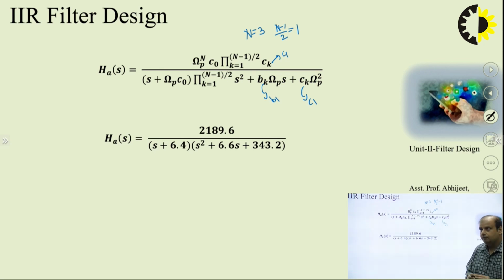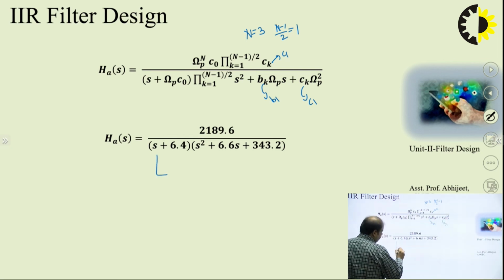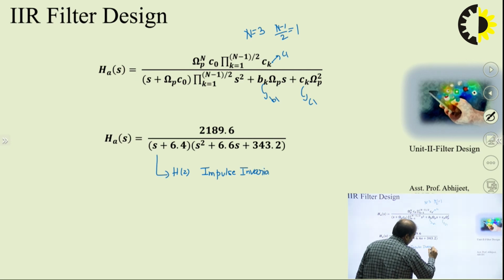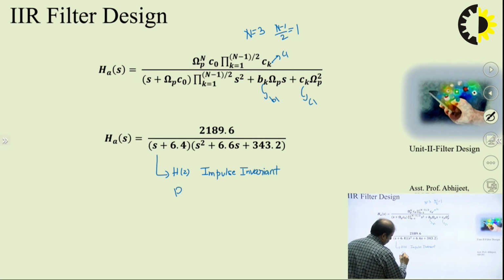So if I have the specifications of the filter in terms of passband attenuation, stop band attenuation, passband cutoff frequency, stop band cutoff frequency, then I can always design the transfer function of the analog filter. Once I have designed the transfer function of the analog filter, I can simply convert it into H of z using either impulse invariant or bilinear transformation.